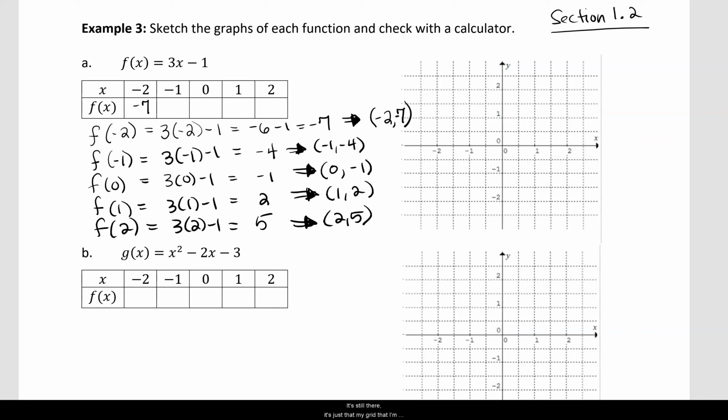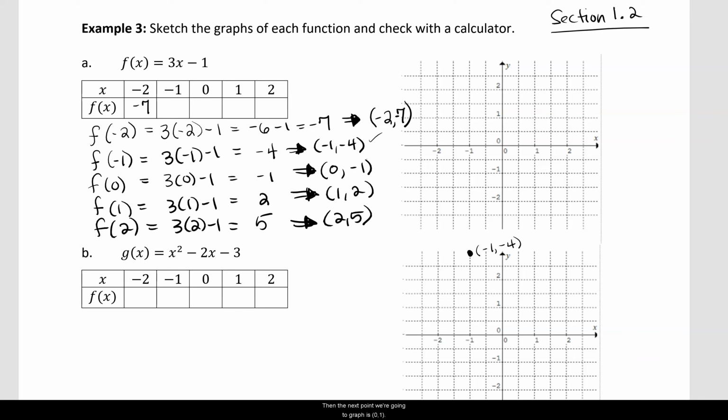It's still there. It's just that my grid that I'm going to graph on is not big enough for me to plot it. So the first point I'm going to plot is negative 1, negative 4. Now I know negative 4 is not on our graph either, but what we're going to do is estimate where negative 4 could be. So there's negative 1 on the y, negative 2 on the y, negative 3 on the y, and I'm going to say negative 4 is roughly right there. So there's negative 1, negative 4.